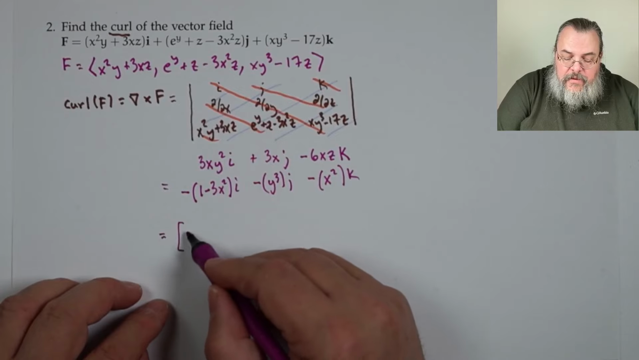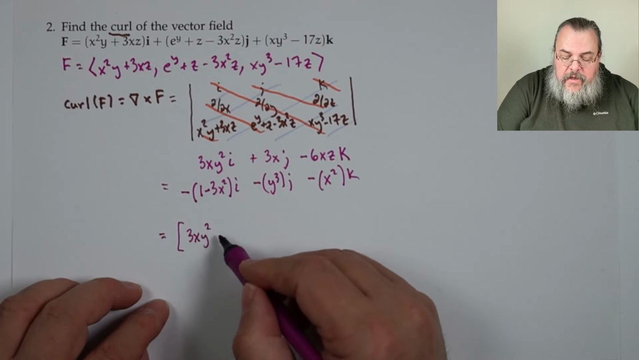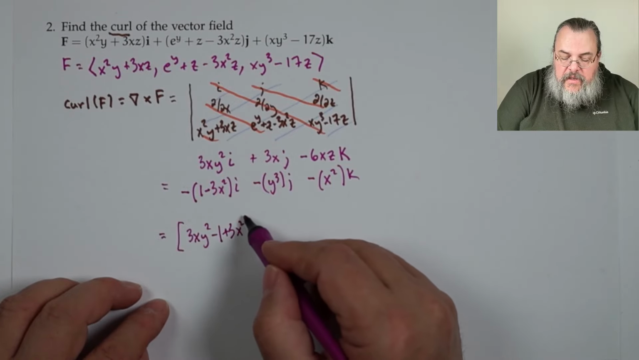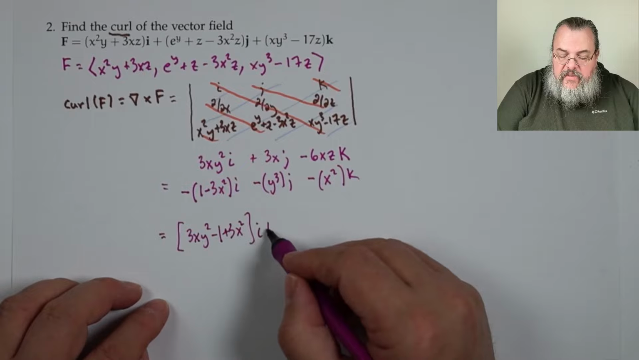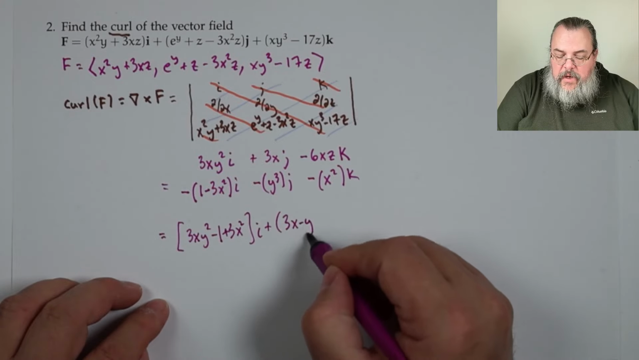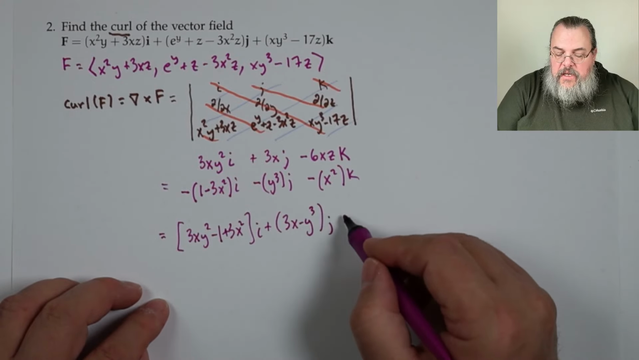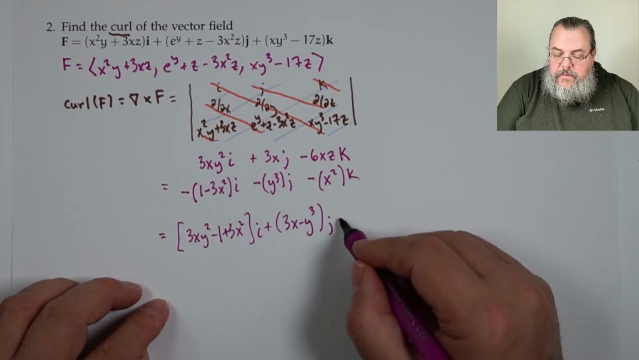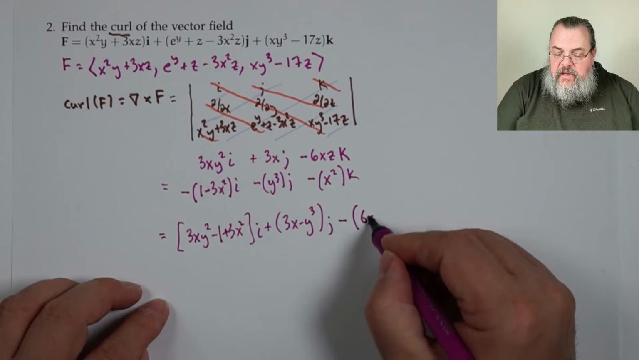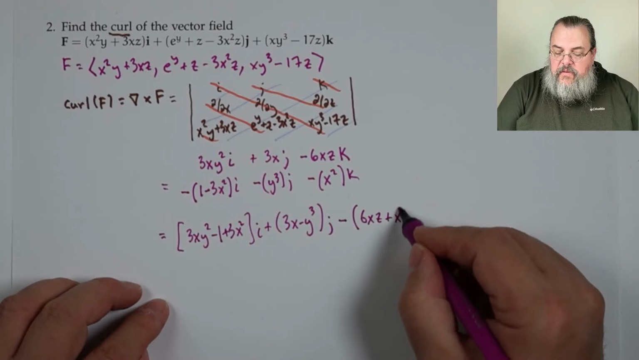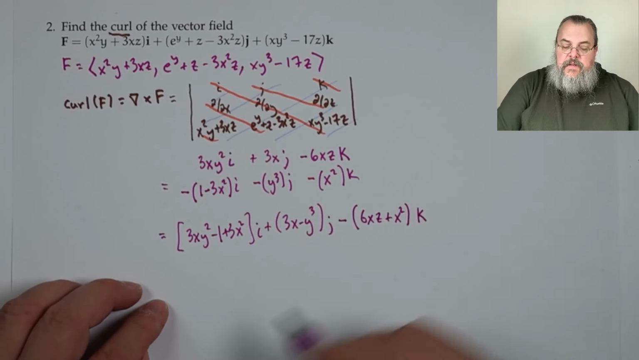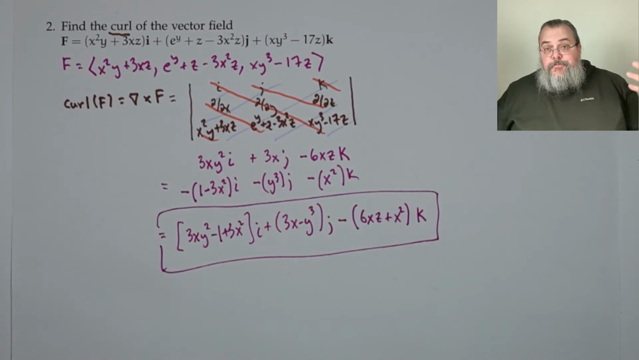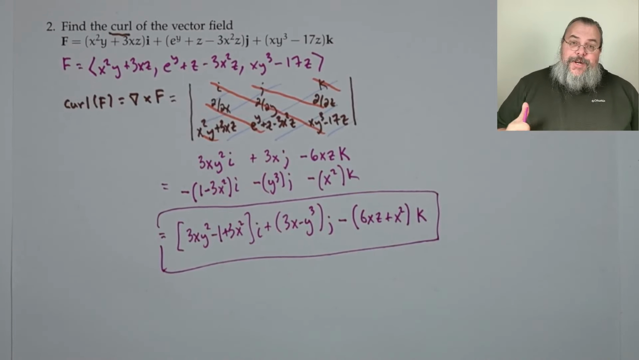And now we just group things together. So we have 3xy squared minus 1 plus 3x squared, and that's i, plus 3x minus y cubed j, and minus, and minus, so we can just pull out a minus, 6xz plus x squared k. And we're done.